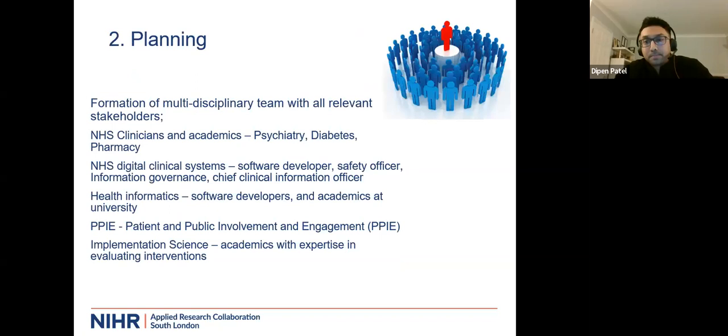As part of the planning stage, step 2, right at the start of this project, which goes back 2.5 to 3 years or so, we formed a multidisciplinary team with various relevant stakeholders across different settings. That included NHS clinicians and academics in psychiatry and diabetes, and the pharmacy department. We had involvement from the NHS Trust Digital Clinical Systems team: the software developers, digital safety officer, information governance teams, and the Chief Clinical Information Officer at the Trust. We had involvement from the health informatics team at King's College London, again a combination of software developers as well as academics at the university.